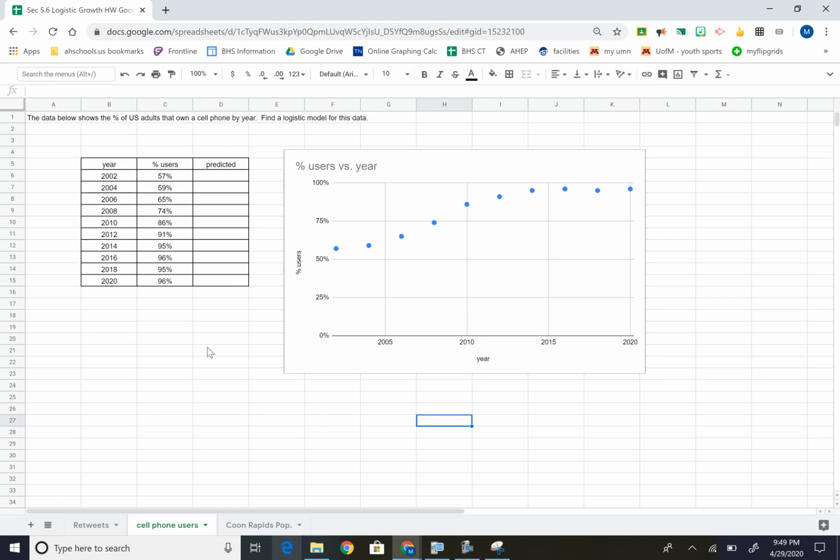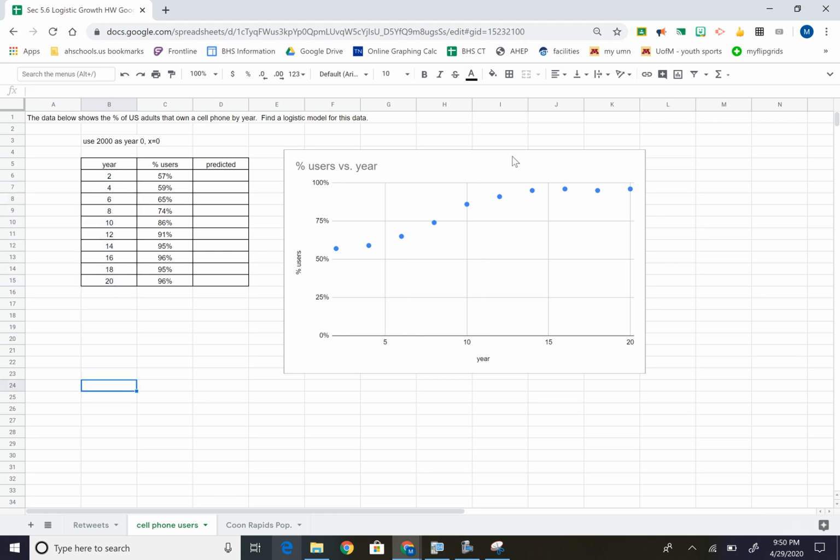All right. So something we've talked about in this class is that it's not great to use data in years and using the full numbers. So let's use 2000 as year 0, or x equals 0. So 2002 is going to become 2. 2004 is going to become 4, 6, 8. We've got a pattern here. We could highlight and drag that through down to 2020.